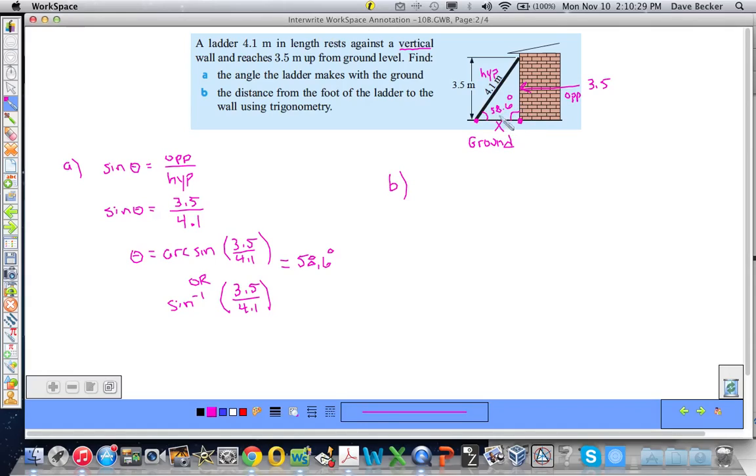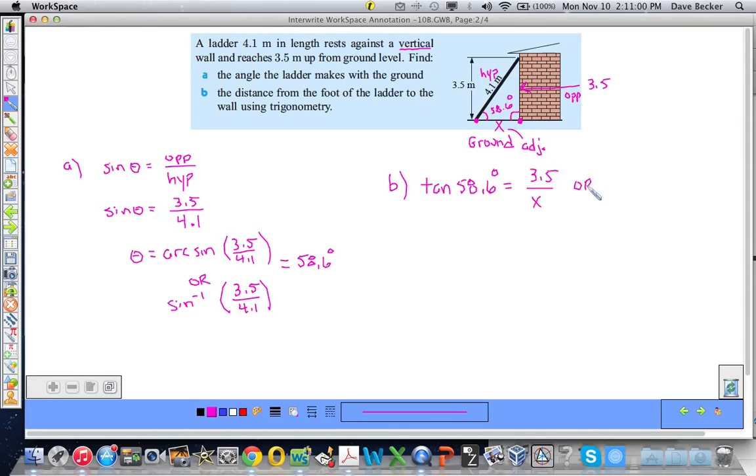Okay, so I can use that to find x. What's the relationship between the angle and this side? Well, it is adjacent. So I'm going to write that as adjacent, ADJ. Okay, and then I can either use the opposite or the hypotenuse, both of which I know. So if I use opposite and adjacent, I would say that the tangent of 58.6 degrees is equal to the opposite length, 3.5, over the adjacent length, x.